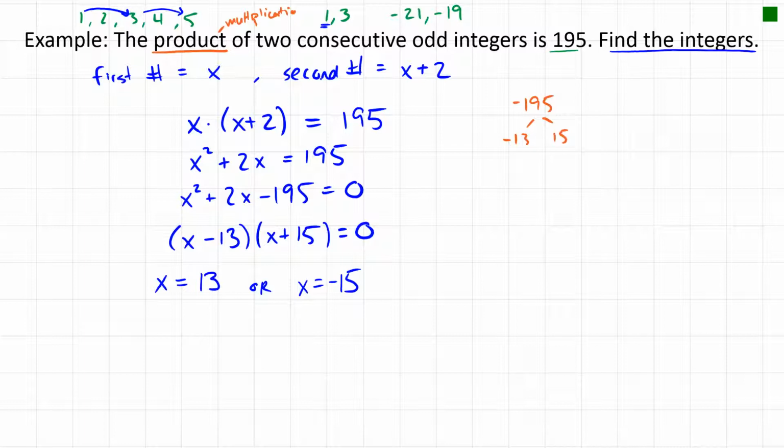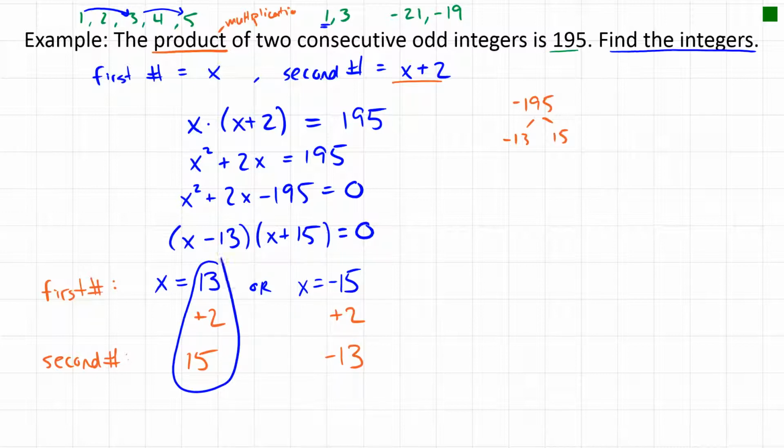These two numbers are not consecutive odd integers. These are both possible solutions for the first number, which means that the second number is 2 greater than each of those, which would be 15, and negative 15 plus 2 is negative 13. So there are two possible pairs of numbers that solve this problem. And so we have to write this as a sentence.